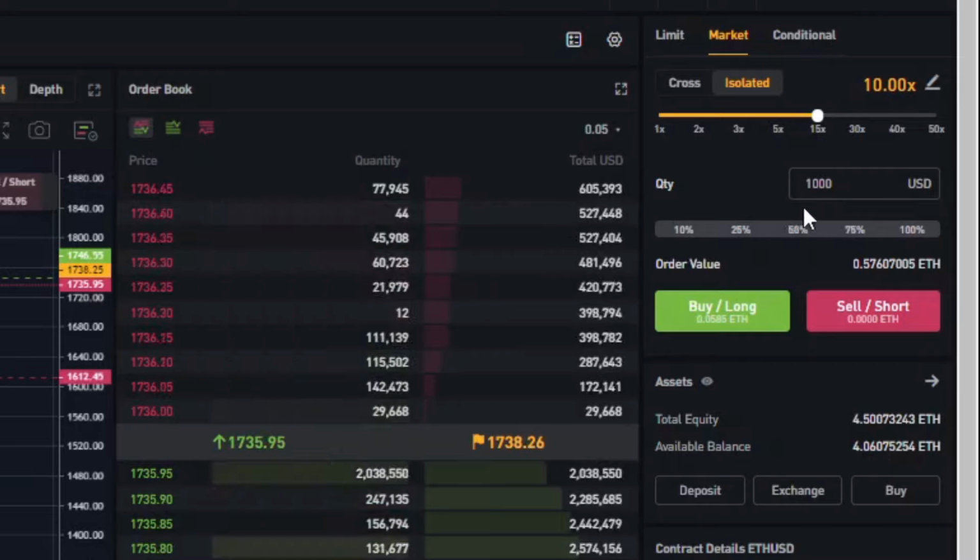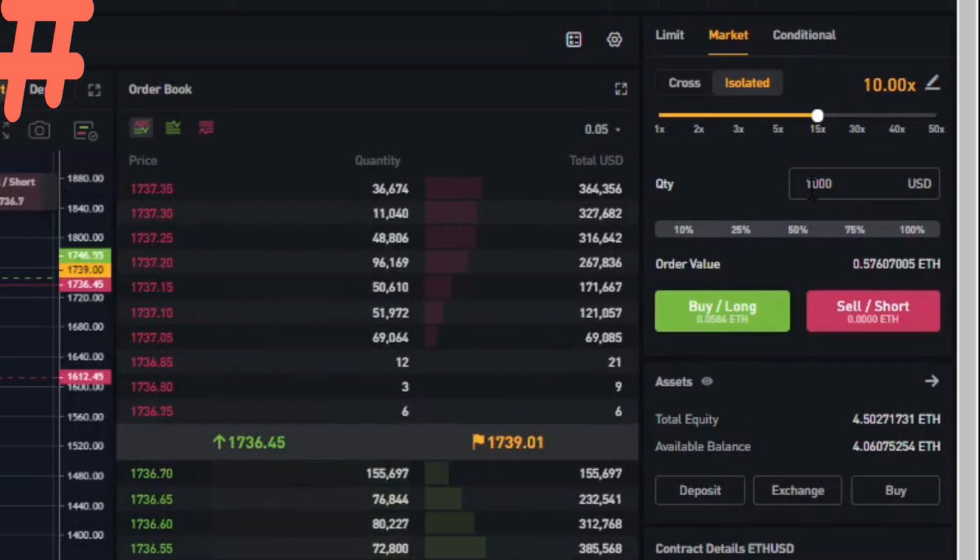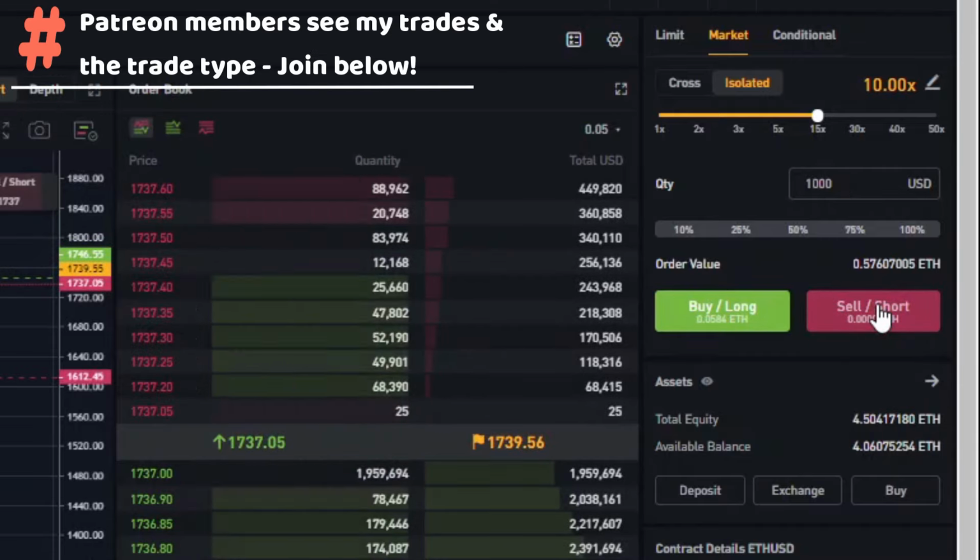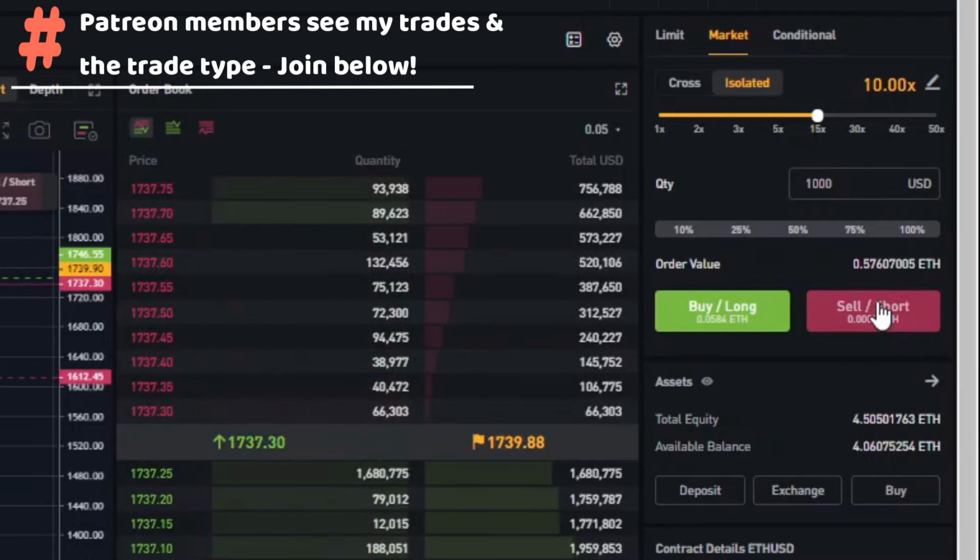So next up, market order. Very simple with a market order. You just need to put in the size of the trade, $1,000, and buy or short. You don't need to set the limit price because you're entering at the market rate.